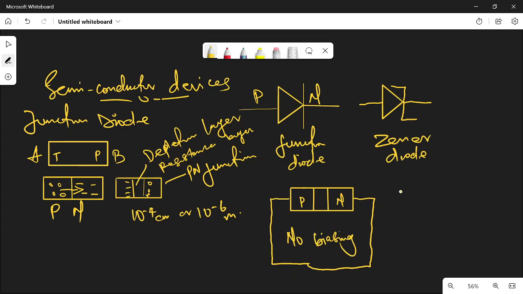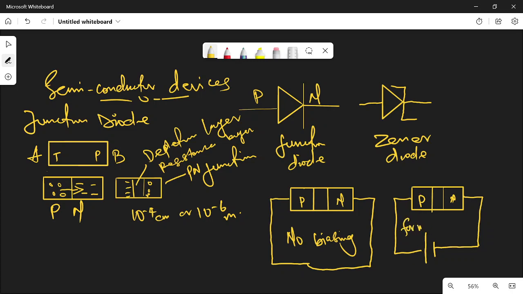When there is no battery. But when there is a battery and you connect the P type to the positive side of the battery, just like this, when you connect the P type to the positive pole of the battery, we call this forward bias. Forward bias.